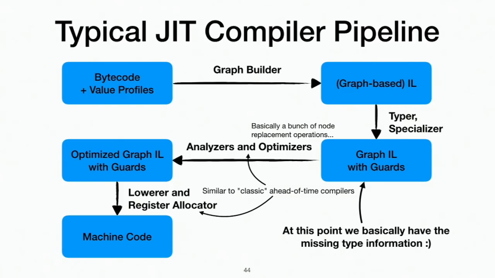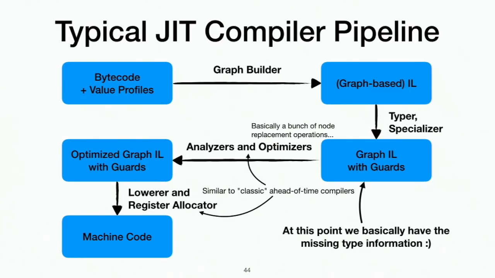which they do because the bytecode isn't really there for optimizing, so they convert it to a different form that's better suited for optimizing the code later on. Then they do this typing or specializing where they look at those value profiles, do the type speculations, insert type guards, and then they end up with this graph, or usually graph-based intermediate language, plus runtime guards, and at this point we basically have type information.